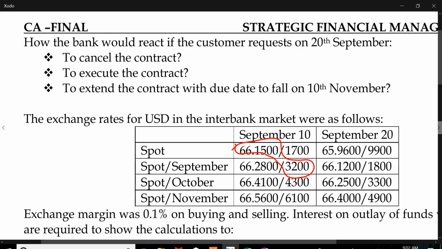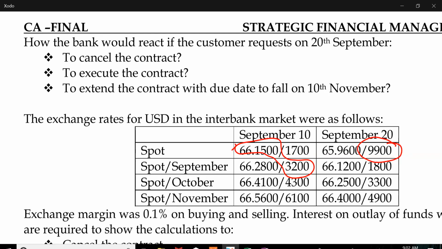What is the spot ask rate? 65.99. He is coming on September 20. Okay, not coming on September 10. 65.99 plus 0.1%, which will be 66.056, and multiply that with 50,000. This amount he has to pay, 33,02,800 broadly. Any doubts on this?